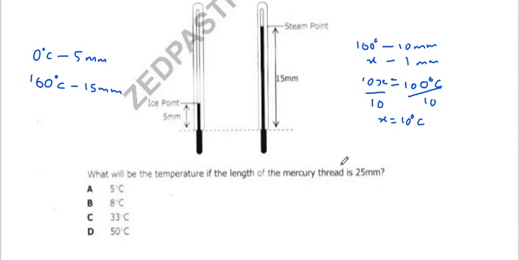So what if we have 25 millimeters? So 25 millimeters by 10 degrees Celsius gives us 250 degrees Celsius. So according to the options that we've been given, 250 degrees Celsius wasn't there, and therefore for this question we had an error.